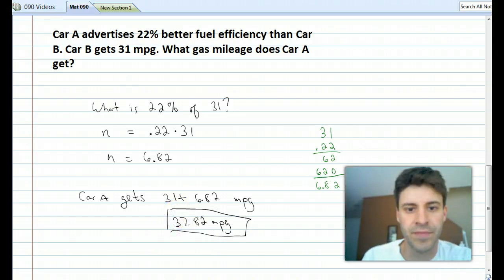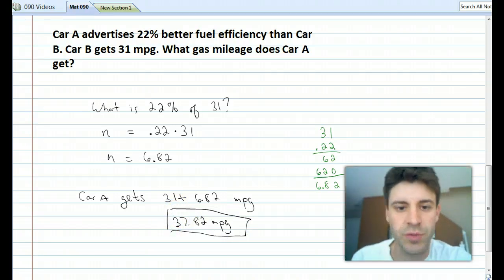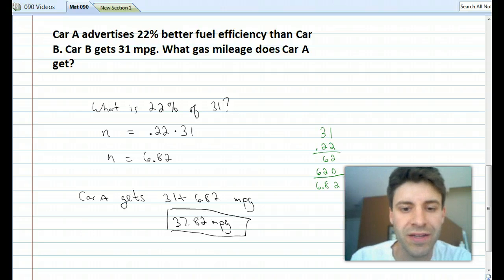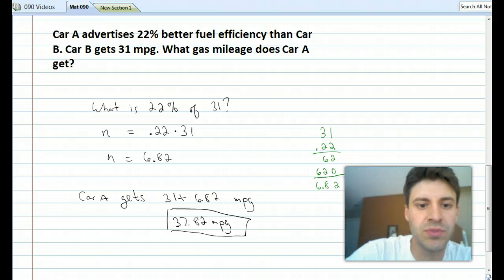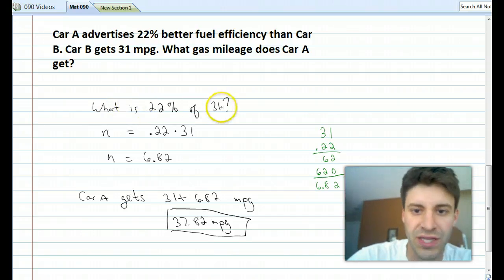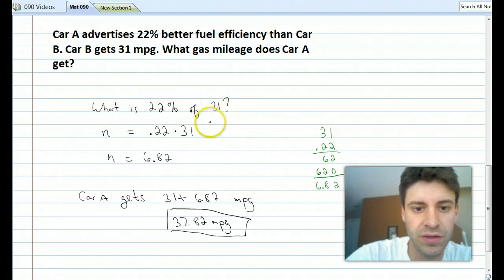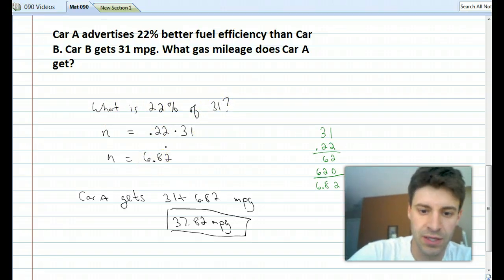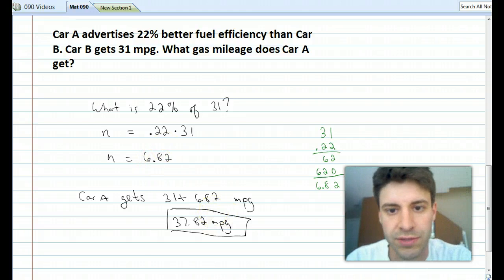And that's our answer. And that's the way that we're going to solve pretty much all of these word problems. We're going to break down the word problem into a simple sentence that involves a percentage. And if you can solve for your unknown in that simple sentence, then you can use reasoning to figure out the answer to the question.